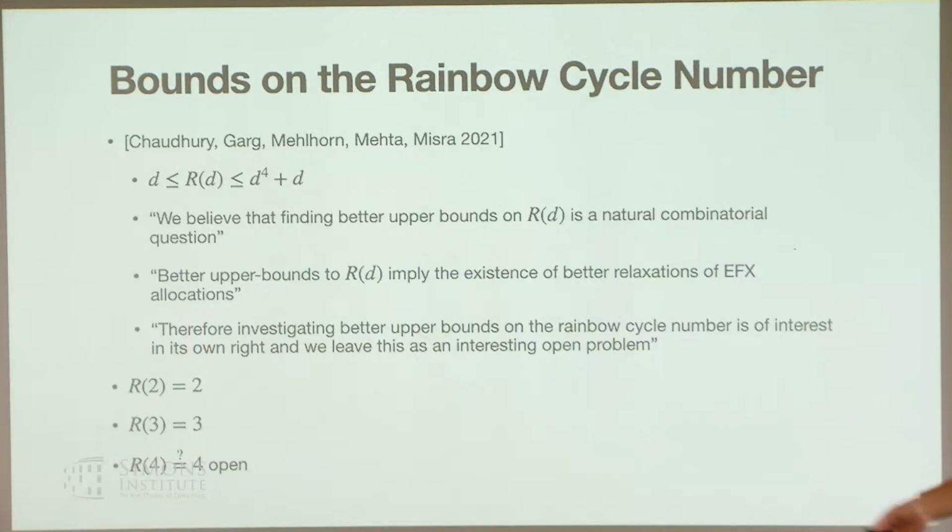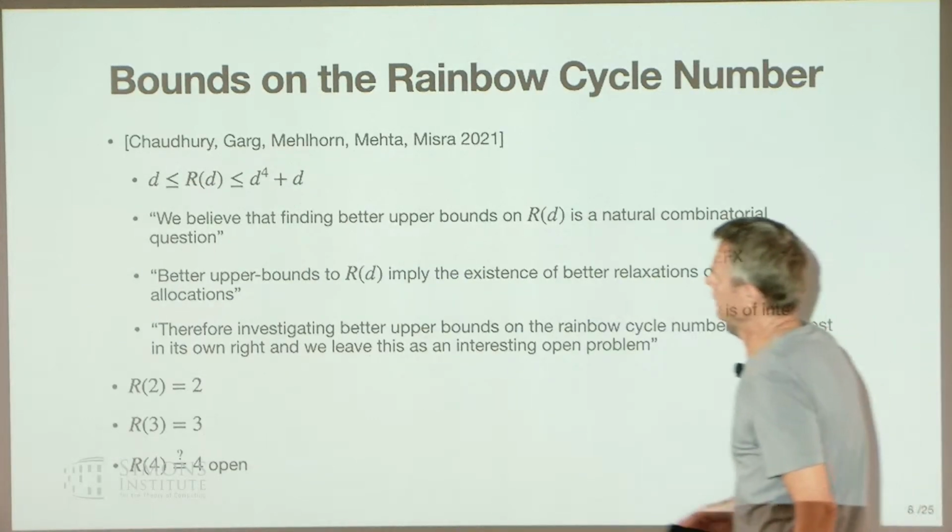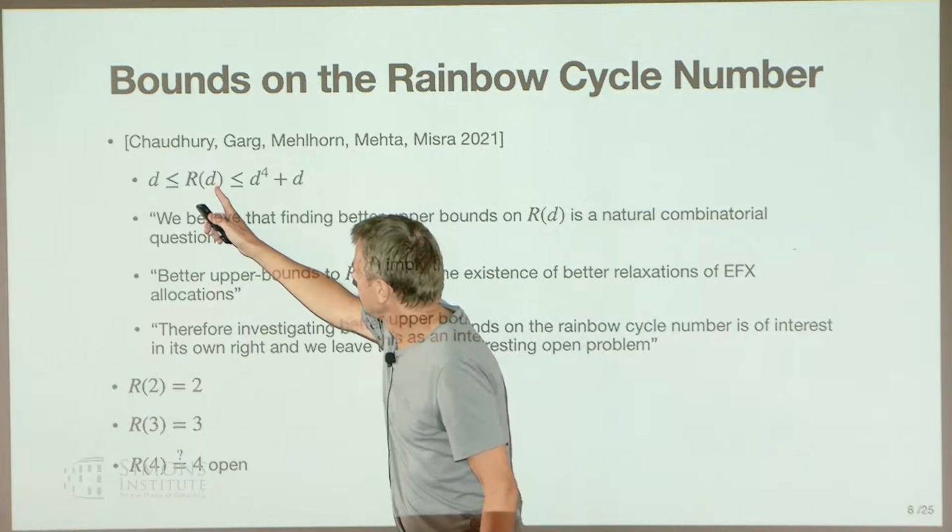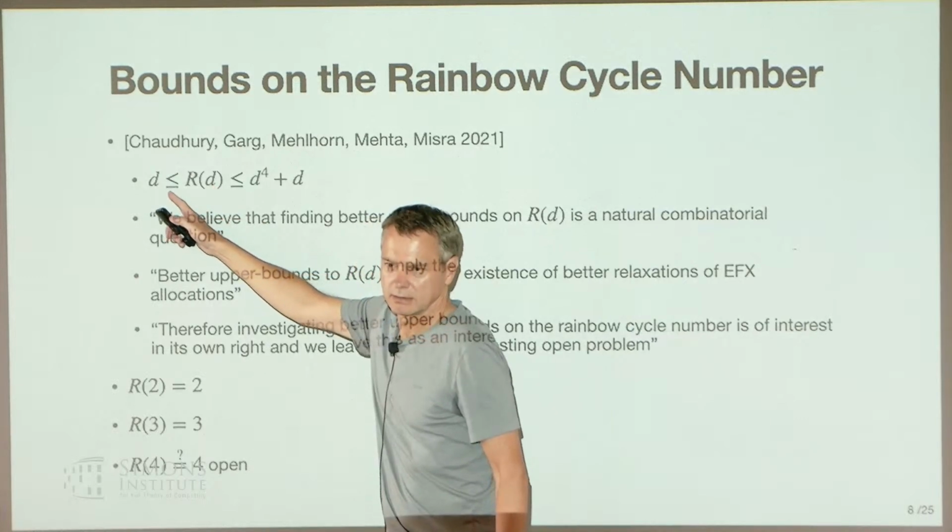Okay, now the bounds. The rainbow cycle number of d is at least d itself.